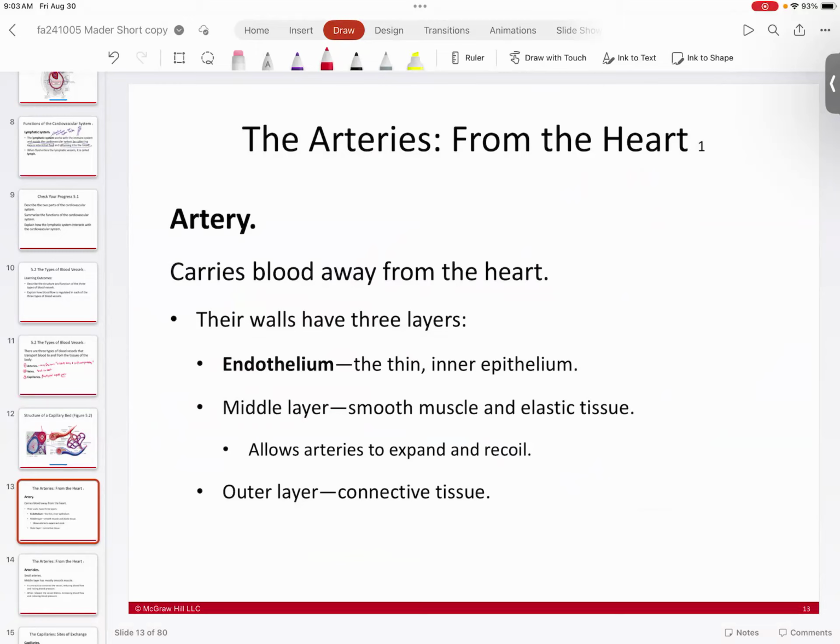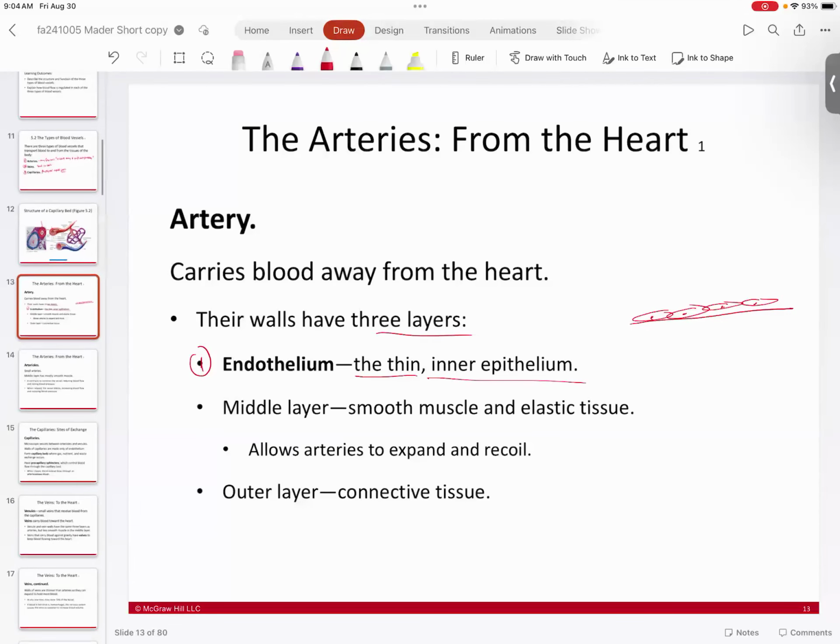So let's start off with our artery. They have 3 layers to their walls. The first one, the endothelium, is a thin inner epithelium. That means basically it's a little thin sheet of single, squamous, flat cells that forms the inner lining of the artery itself. Think of it as sort of like wallpaper on a wall.